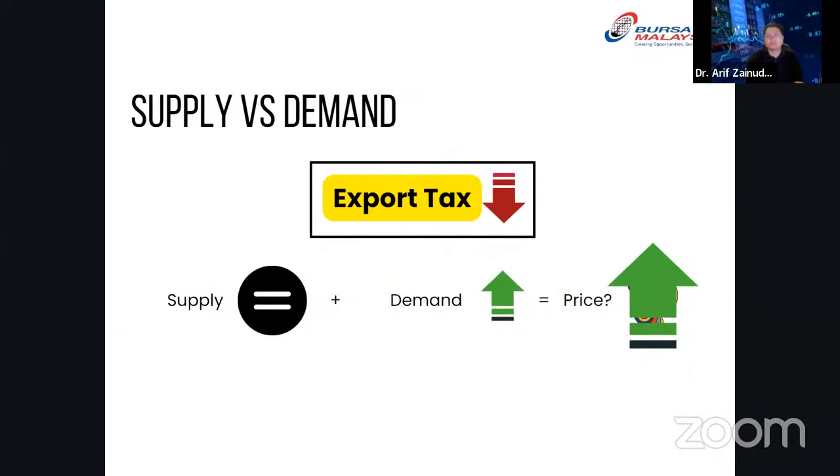So let's go through this quickly now. If the export tax goes down, meaning Malaysia or Indonesia will be able to export more because the export tax is low. So more export equals more demand. More demand equals price increase. Okay, to the moon lah. So export tax goes down, demand goes up.